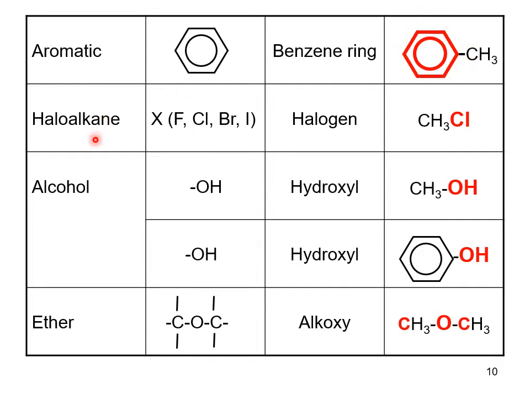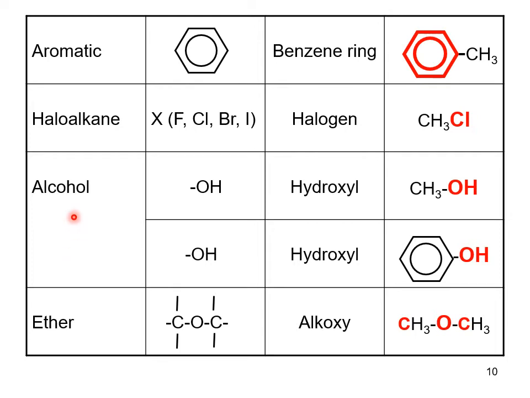Okay, next class is haloalkane. So the functional group is X. X is actually the symbol for halogen. It can be fluorine, chlorine, bromine, and iodine. So the name of the functional group of haloalkane is halogen. Need to circle the Cl.